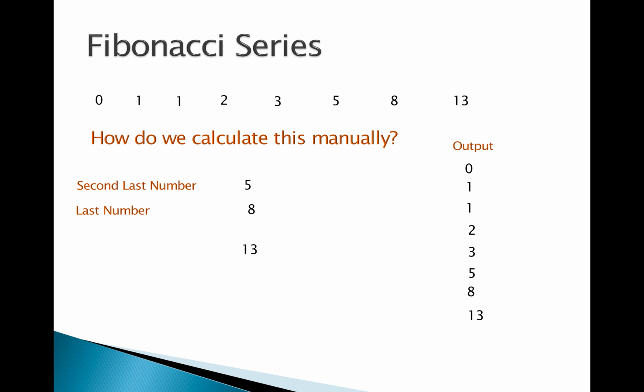Actually, in this series, how many numbers am I printing? It's 0, 1, and then 1, 2, 3, 5, 8, and 13. So it is going to be totally 6 plus 2, 8 numbers basically. Whereas in this, 2 numbers are already generated, and the rest of the 6 numbers are generated by the repeated sequence.